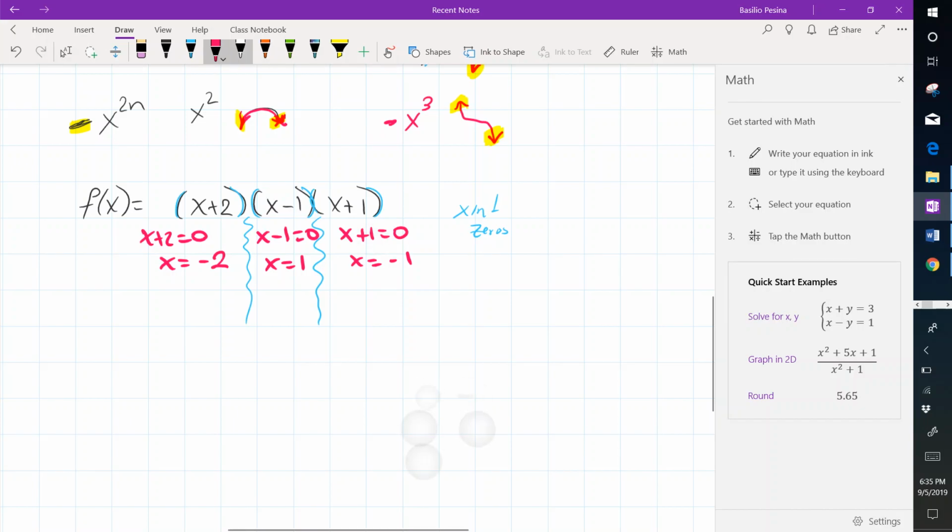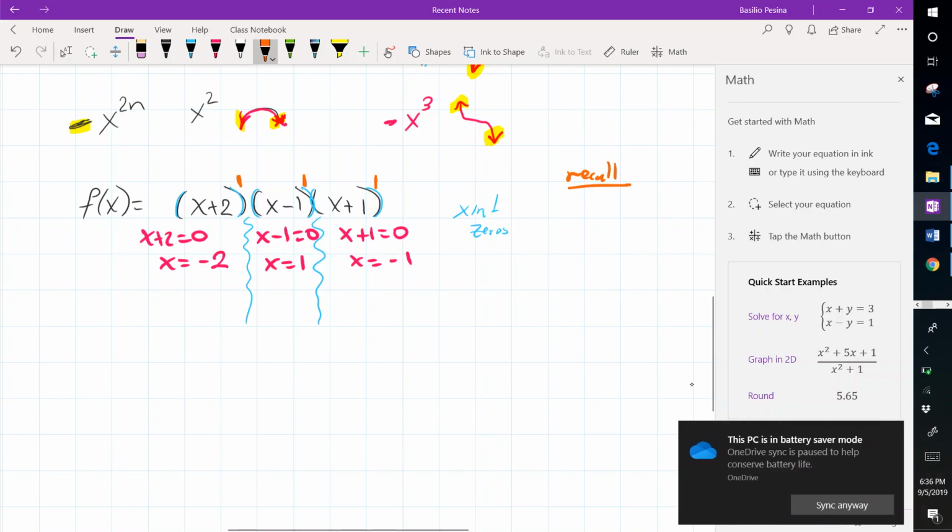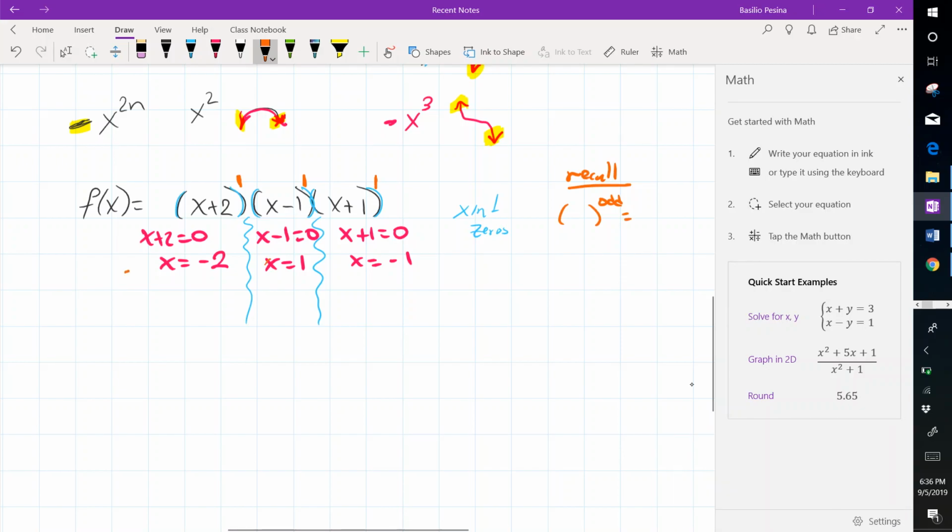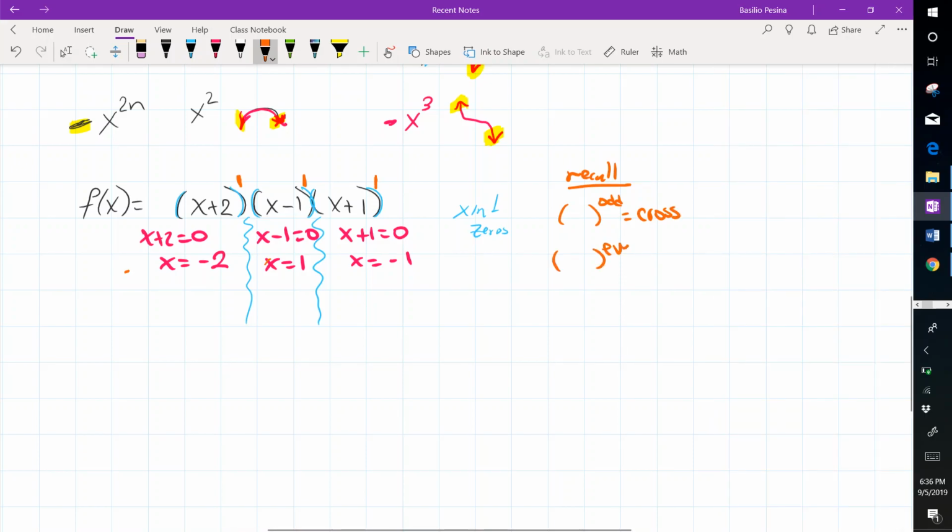From here, I'm going to check the multiplicity, meaning the exponent in front of the parentheses. I outlined it for you because there was nothing there, but it's pretty much telling you the degree is 1. So recall this: if the degree of the parentheses is odd, at these zeros the graph crosses. If the degree is even, then it touches. Here we notice they were all 1, 1, 1, so they're all odd. That means they all cross.